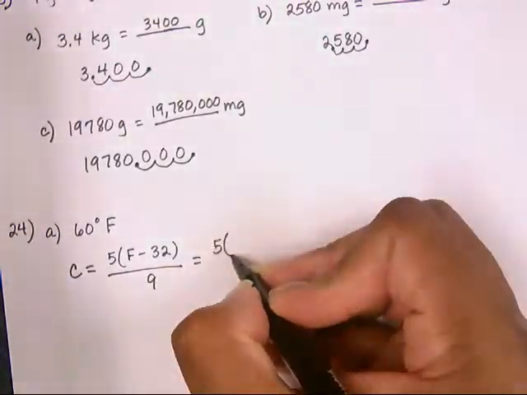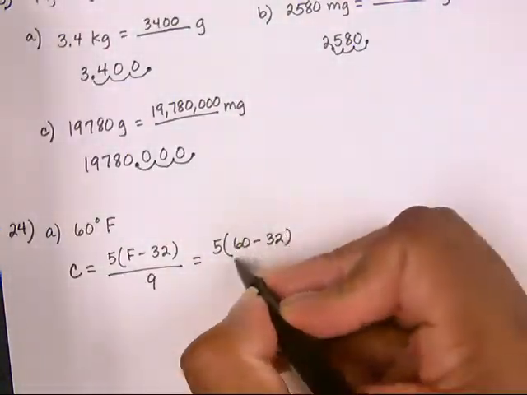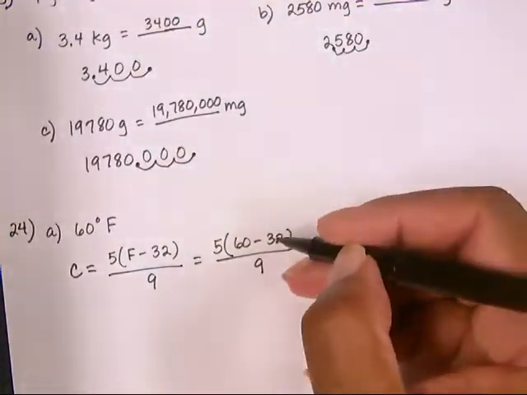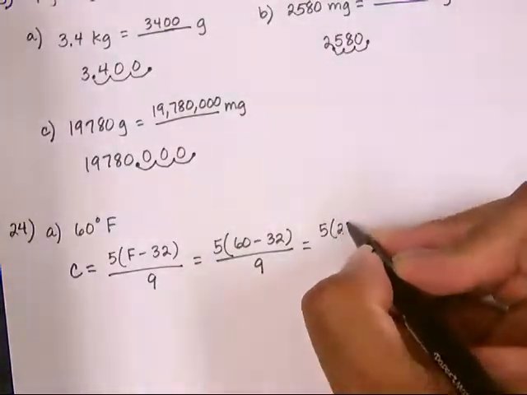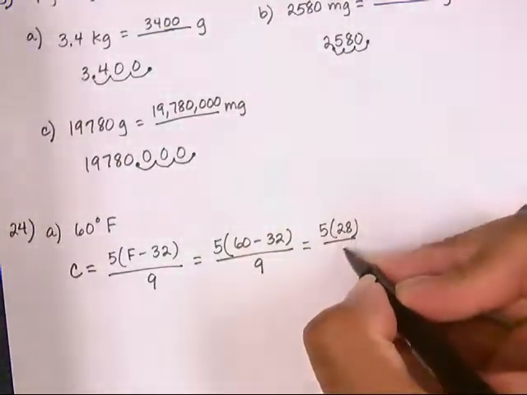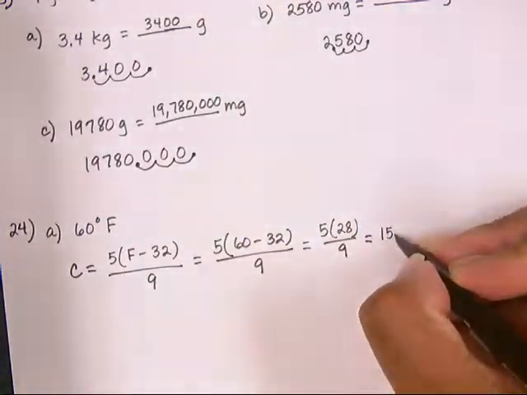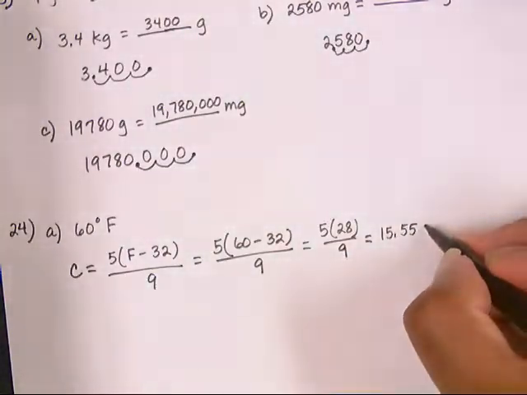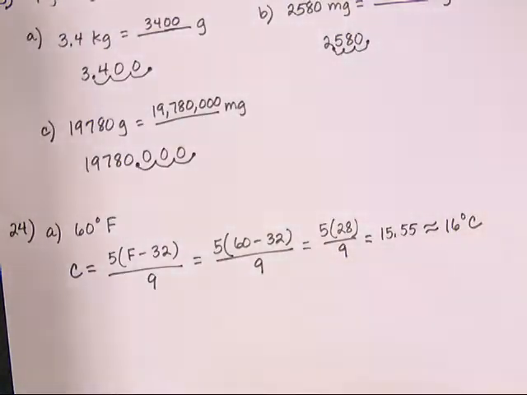So we just substitute the F with the 60, so we'll have 5 times 60 minus 32 divided by 9, and that's equal to, if I subtract 32 from 60, I'm going to get 28, so it'll be 5 times 28 divided by 9. Do this in the calculator, you'll get 15.55, but to the nearest integer, or to the nearest whole number, it'll be 16 degrees Celsius.